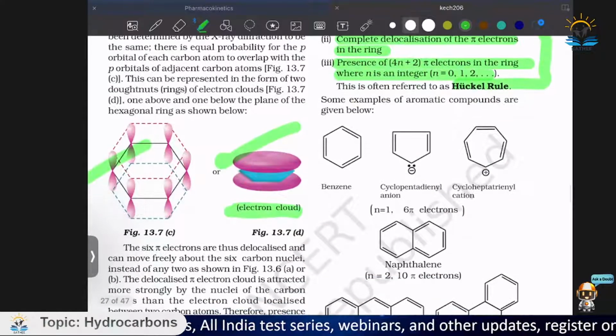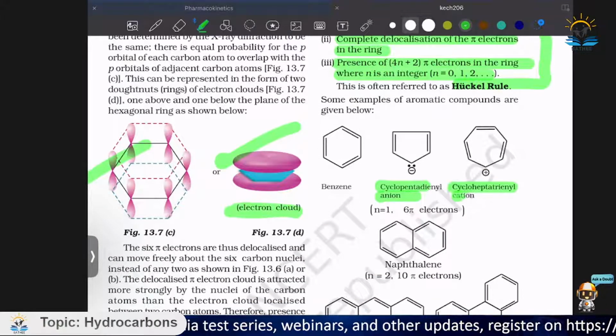Some examples of non-benzenoid compounds. See this anion, this cation.